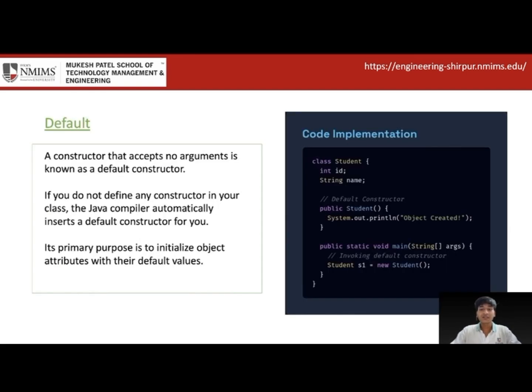Now let's dive a deeper into the default constructor. So by definition, a constructor that accepts no argument is known as default constructor. As a safety mechanism, if you do not define any constructor in your class, the Java compiler automatically inserts a default constructor for you. Its primary purpose is to initialize object attributes with their default values. If you look at the code on the screen, we have a student class. We have explicitly written a default with no argument constructor that simply prints object created. When we write new student in our main method, it immediately triggers that default constructor.